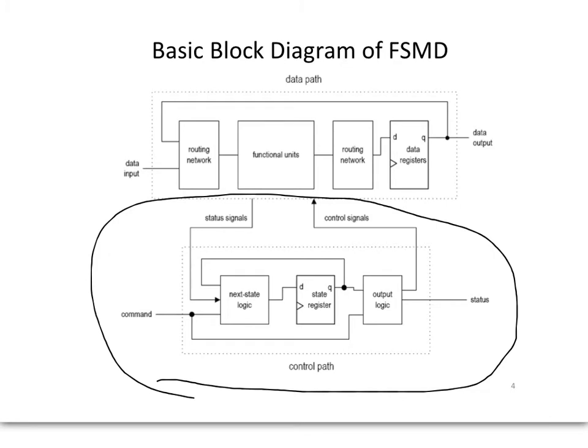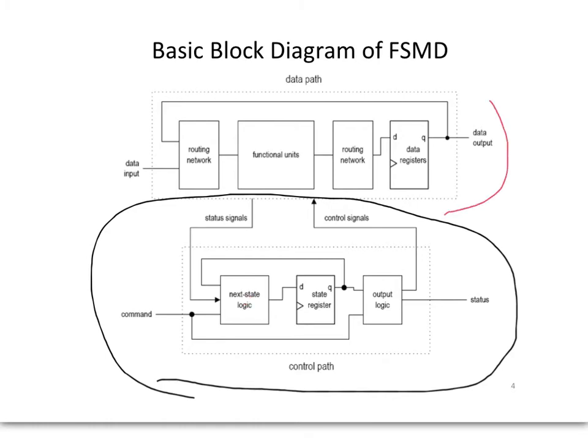The control path is exactly identical to the FSM we have seen before, where we have next state logic, a state register, and some output logic. The output logic again can be either Mealy or Moore type. What is shown here is a Moore type output logic, and the only slight difference is that apart from using the outputs directly, we direct some of the outputs as control signals to the top part, the data path. And again, just like we have inputs here called command, we can take status signals from the hardware up in the data path and use that as inputs to the next state logic.